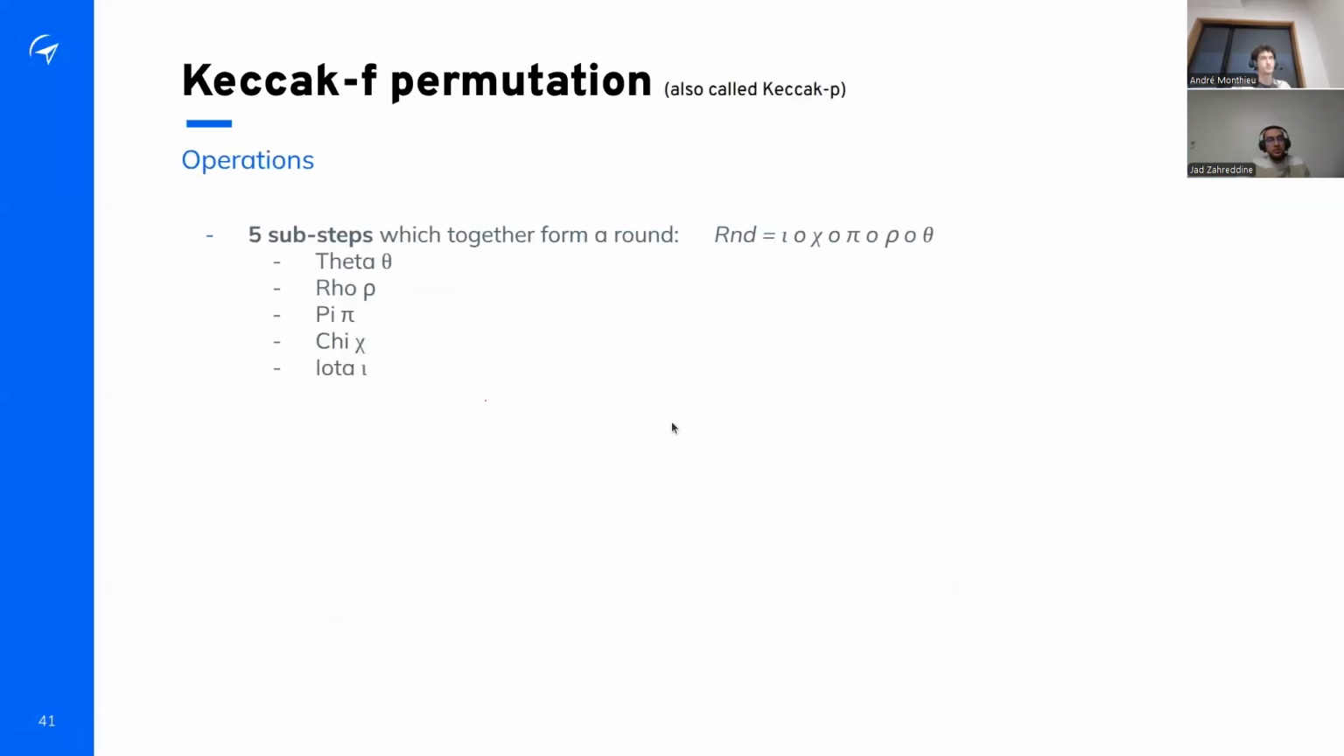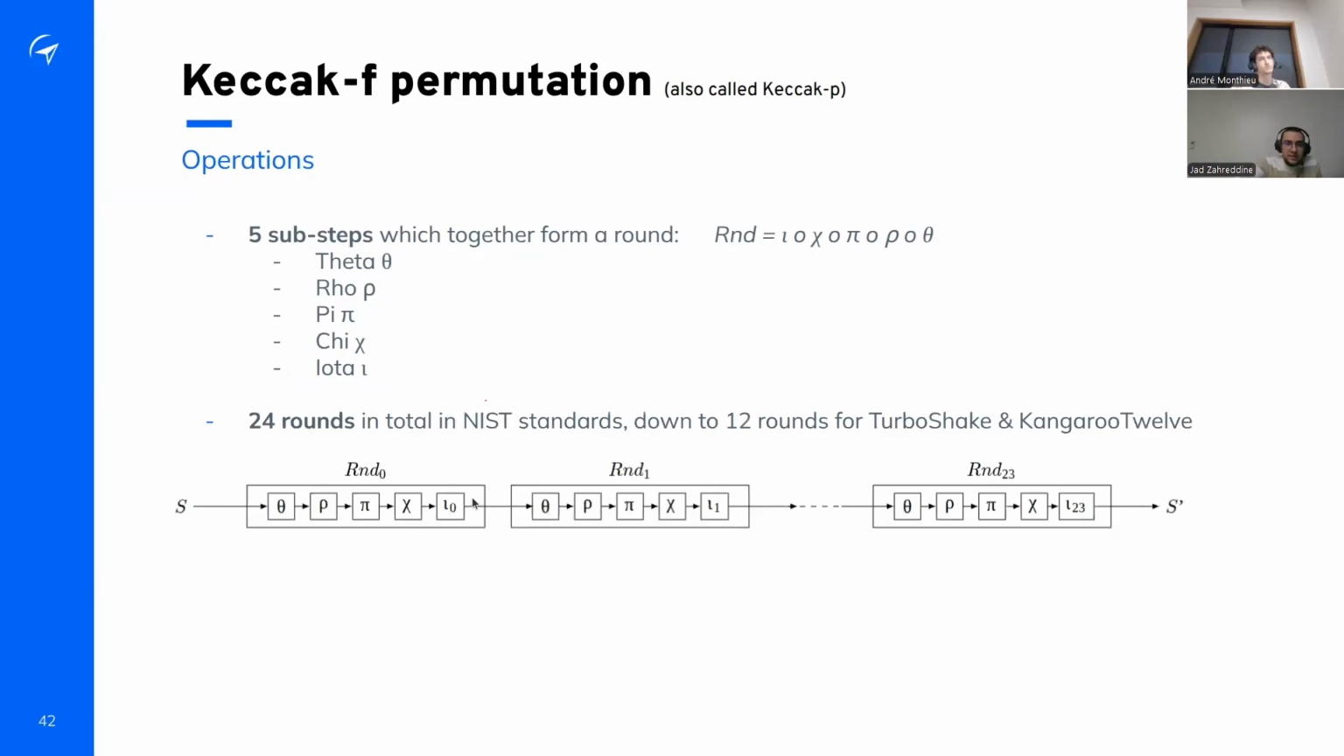Now, moving on to the operations that this Keccak-F permutation does, it's also called Keccak-P. You might see that in the literature when you read articles dating from before the standardization, because in the candidate proposal, it was called Keccak-P, but in the standard of the NIST, it's called Keccak-F. So there are 5 sub-steps, which altogether form a round. We've got the theta function, rho, pi, chi, iota, forming a round. And in the NIST standard, we total 24 rounds inside one Keccak-F permutation.